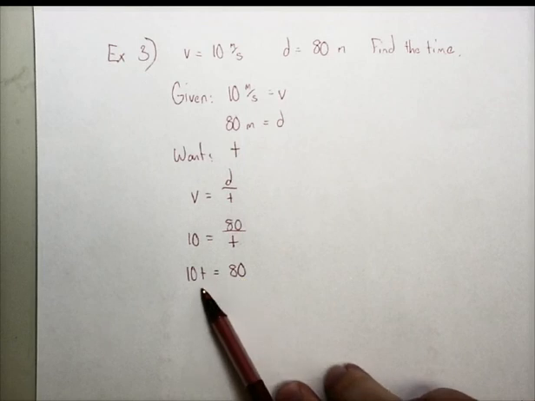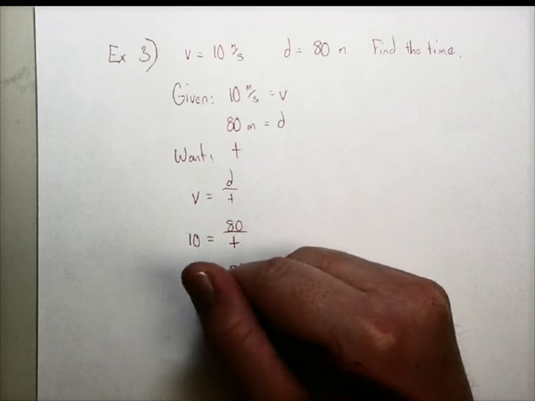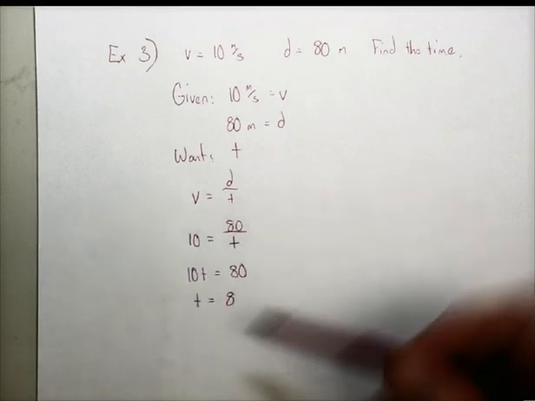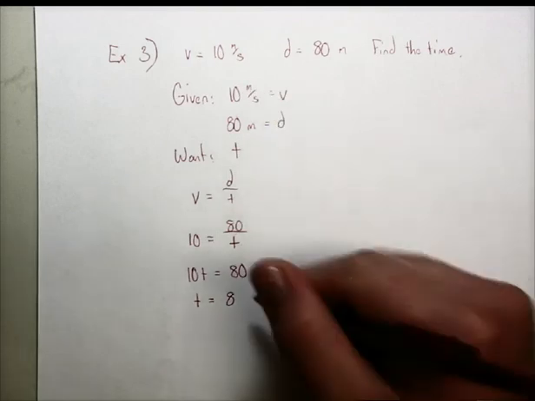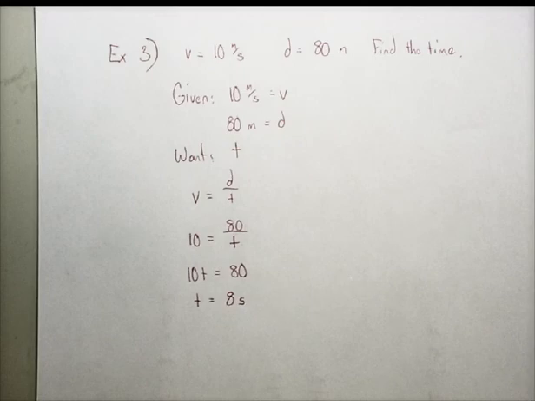And now, it's pretty simple algebra from here. We've got 10 times t. We need to divide both sides by 10. And what we find is that the time is 8. Now we need units for it, so we look back at the units of speed. On the bottom we have seconds. So our time would be 8 seconds.